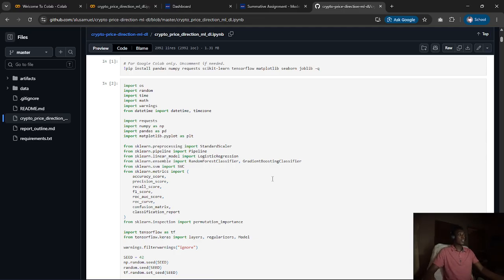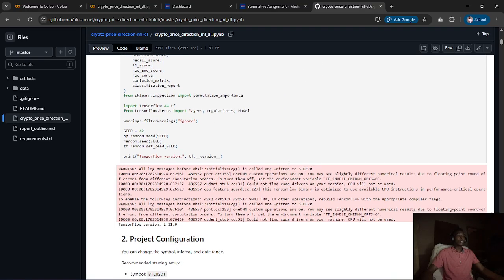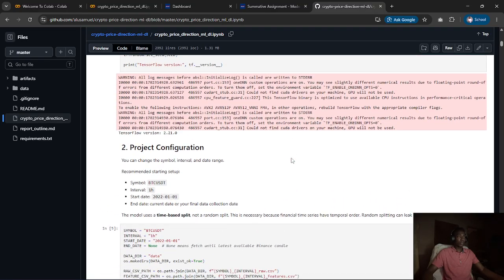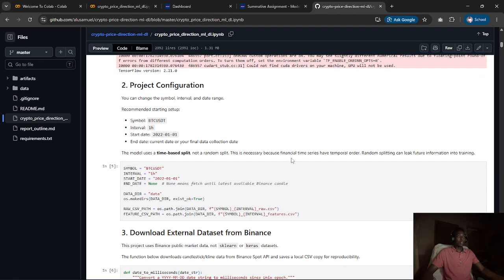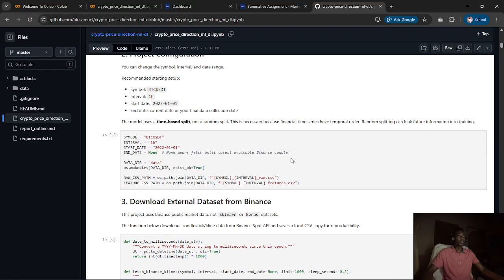The next step is data loading. The notebook loads BTC/USDT market data and standardizes the columns required for the pipeline. Let me go down right here: dataset from Binance. Okay, these ones.